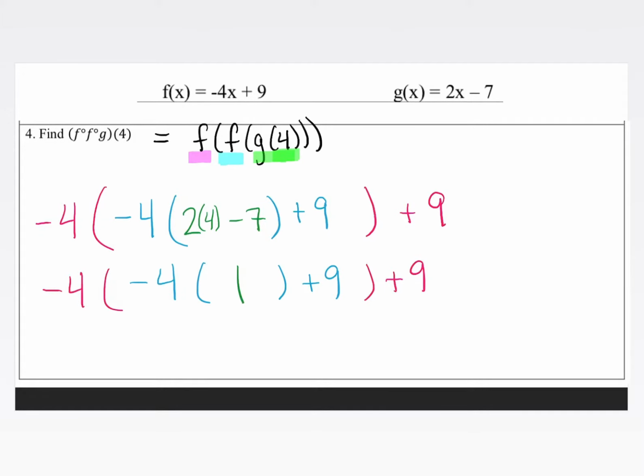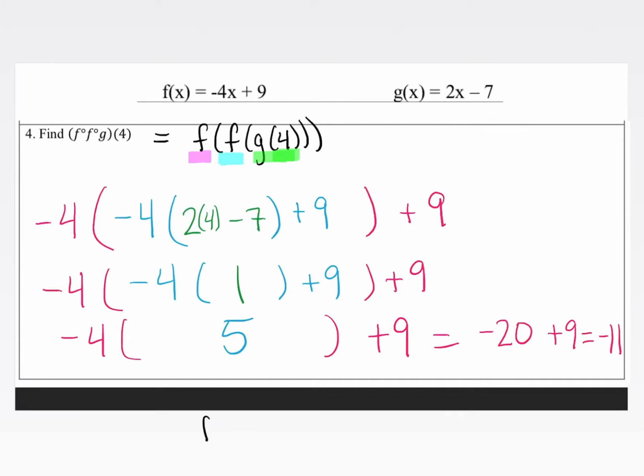So we have -4 times 1, which gives us -4. -4 plus 9, that will give us +5. So we'll have -4 times +5 plus 9. That gives us -20 plus 9, which equals -11. So again, here we still have our final answer of f of g of 4, which gives us that numerical value of -11.